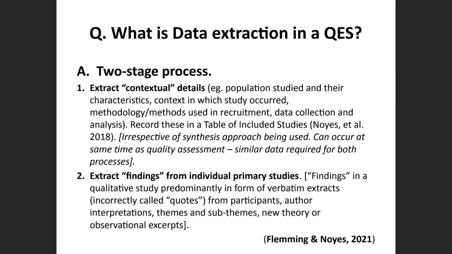Then the second stage, which has more variation, involves extracting findings from the individual primary studies. Findings in a qualitative study are predominantly in the form of verbatim extracts. Some people call these quotes. They can be author interpretations. They can be higher level themes and sub-themes. They could be the generation of a new theory or observational excerpts from viewing participants in their context.